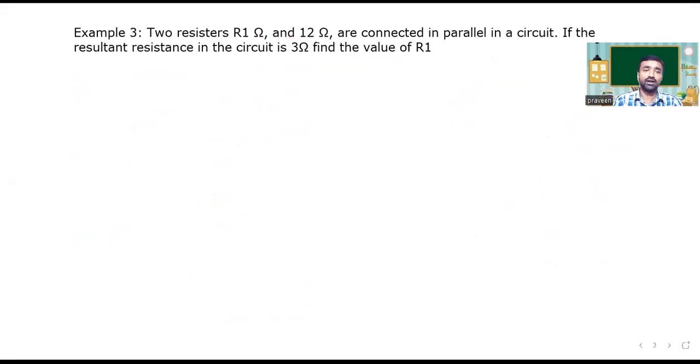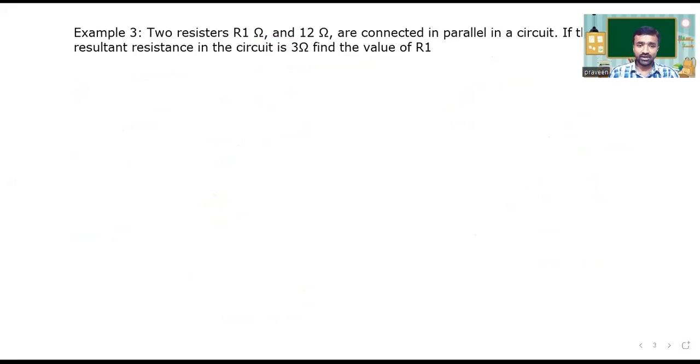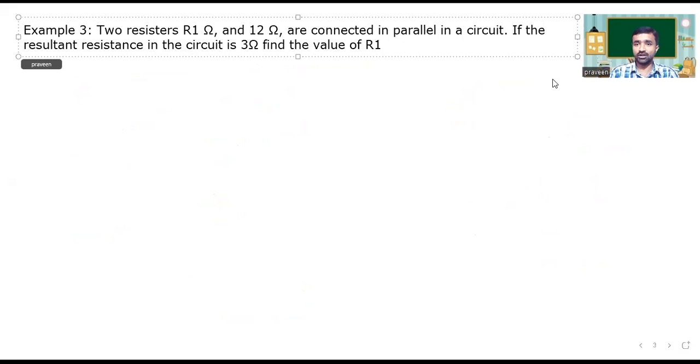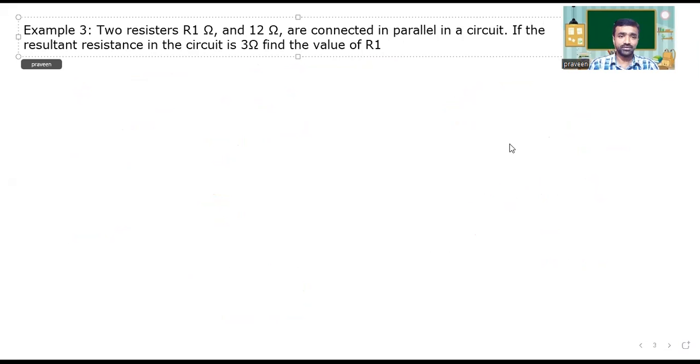Now question number 3. How to solve this? Can anybody give me the logical method of solving this one? Here, two resistors, R1 ohms and 12 ohms, are connected in parallel combination. If the resultant resistance in the circuit is 3 ohms, find the value of R1.